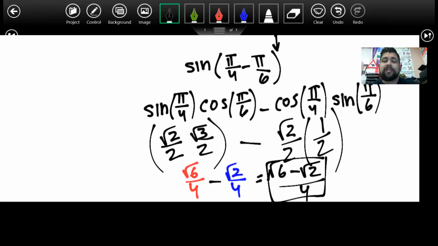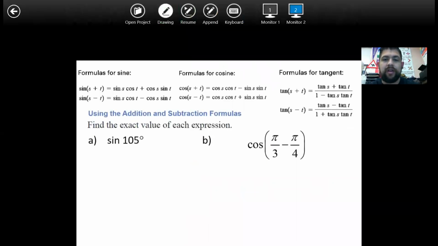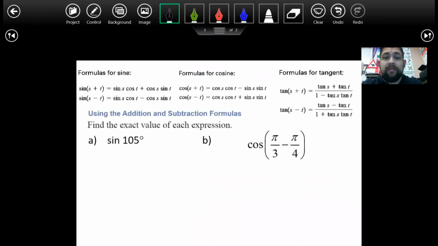So rad 6 minus rad 2 over 4, which I believe is the same answer as before. These are going to look very similar. The solutions are all going to look very, very similar when you solve them out. The only one that will not look the same is when you use tangent, and we'll get to that one in a bit. So clearing this, I'm going to do the next one here. So this is just practice and just showing you guys. If you want to pause the video and check this part out, you're more than welcome to.